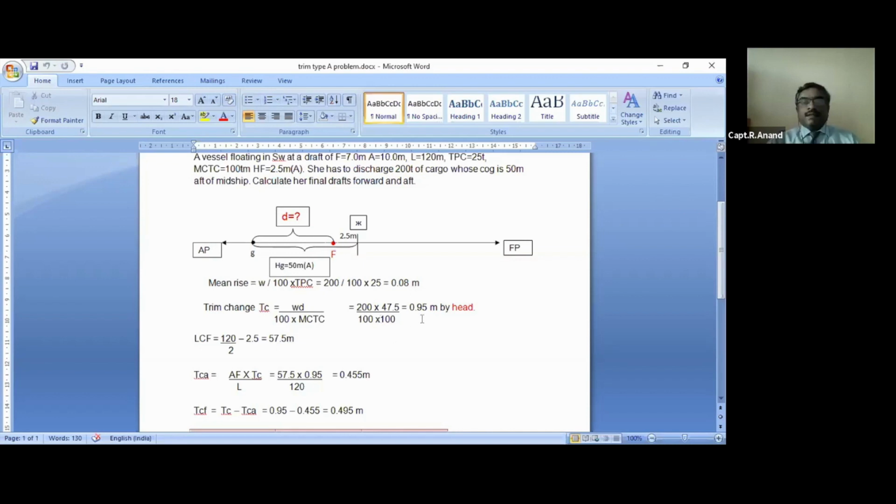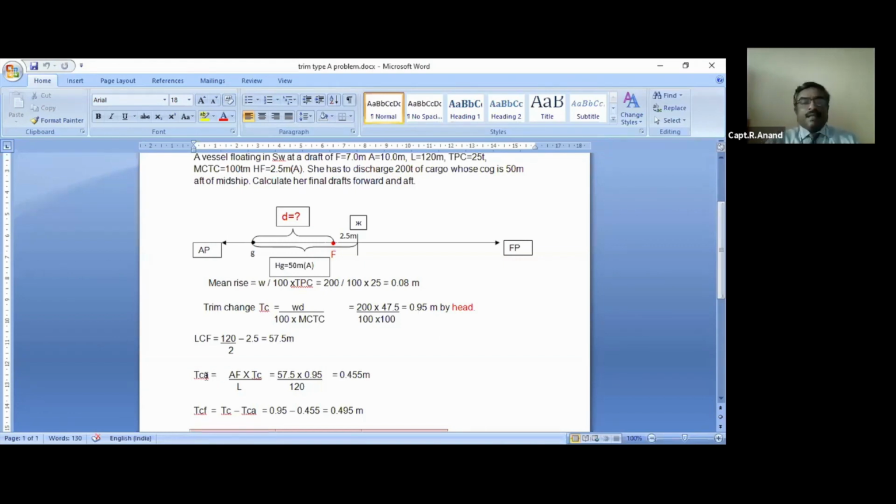So when I do this, what I get is a trim change of 0.95 meters by head. Why is it by head here? Discharging from aft of fulcrum. Yes.